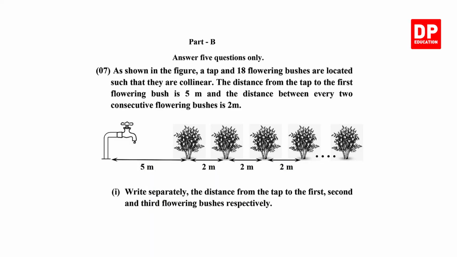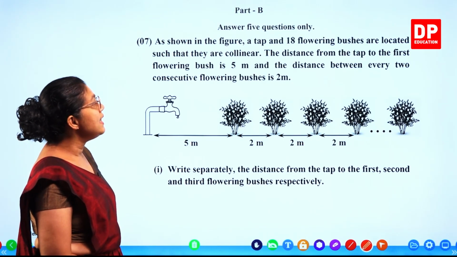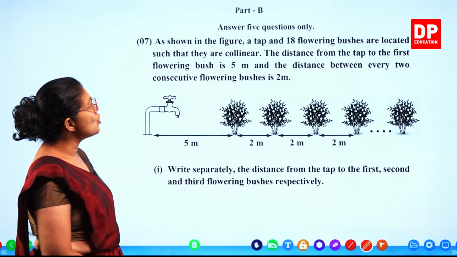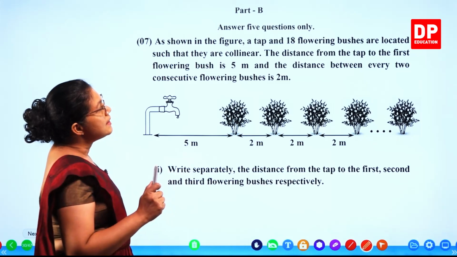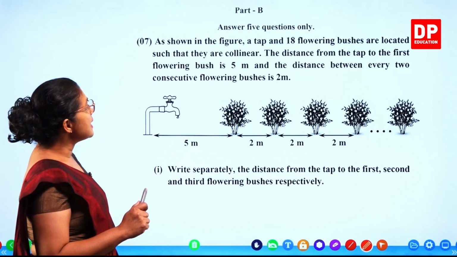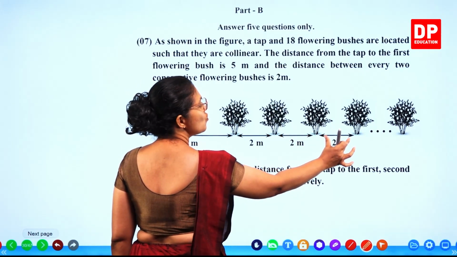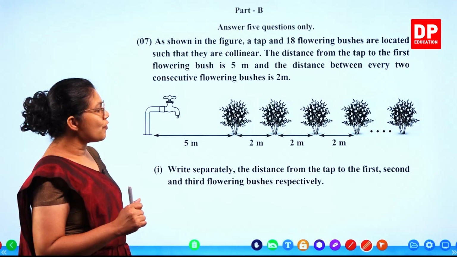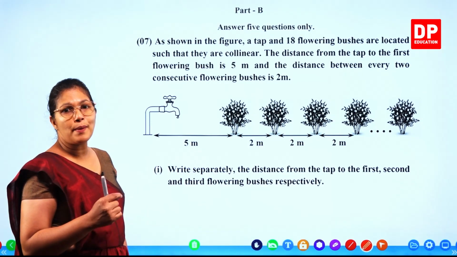As shown in the figure, a tap and 18 flowering bushes are located such that they are collinear. The distance from the tap to the first flowering bush is 5 meters. It's given like this. And the distance between every two consecutive flowering bushes is 2 meters. So each gap is 2 meters here. Write separately the distance from the tap to the first, second and third flowering bushes respectively.